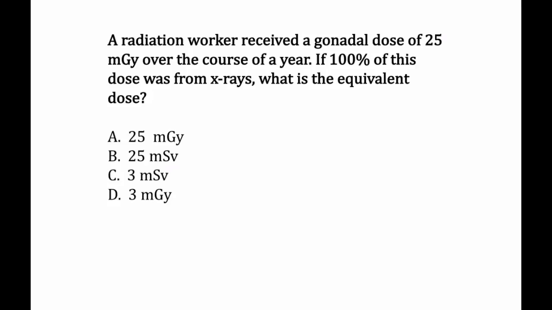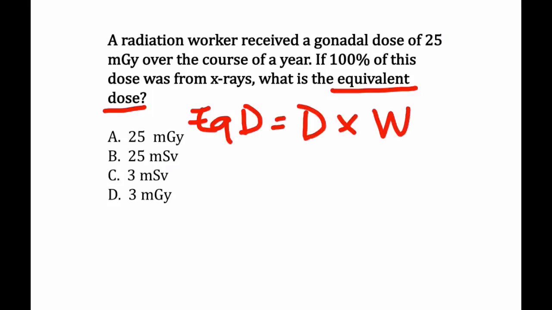The first thing we have to remember is we're not talking about absorbed dose anymore. We're not talking about exposure. This question is asking us to calculate the equivalent dose. So we should first write down the formula for equivalent dose, and equivalent dose is equal to the absorbed dose multiplied by a radiation weighting factor. And some of this information is given directly, some of it is not.